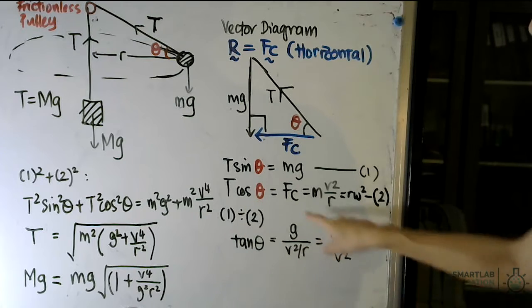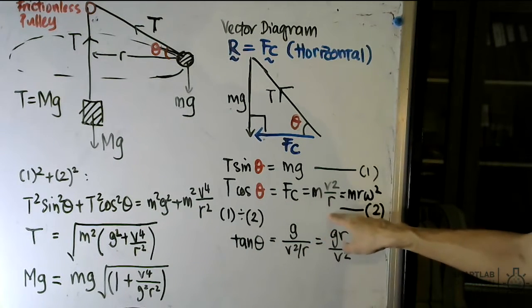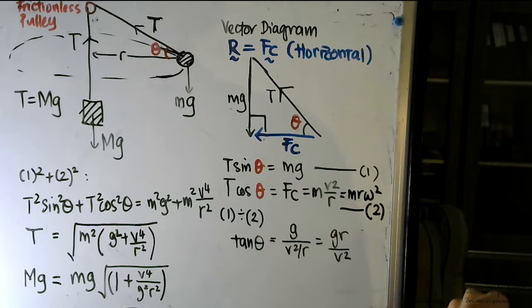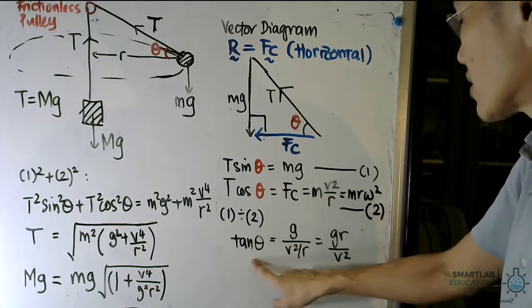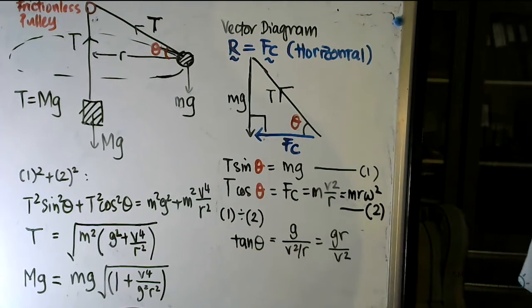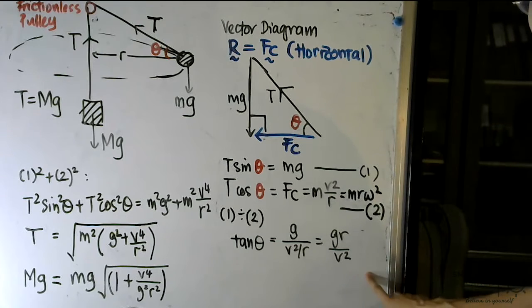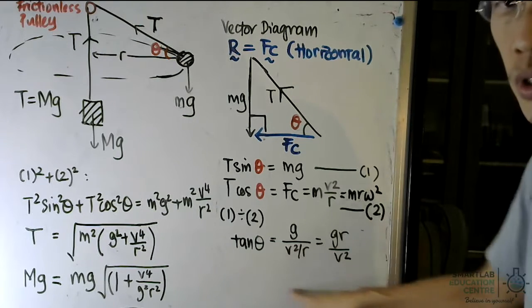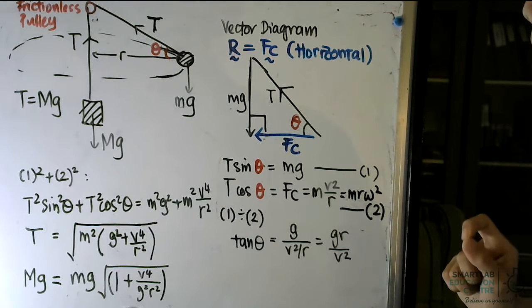So from this vector diagram, we can then formulate two equations where T sine theta is actually equal to mg and T cos theta is actually your centripetal force, which can be expressed as mv squared over r or equal to mr omega squared. If we divide equation 1 by equation 2, we'll get tan theta equal to gr over v squared. And typically in any of the calculations, this will be the formula that will be required for calculations of a body undertaking horizontal circular motion.